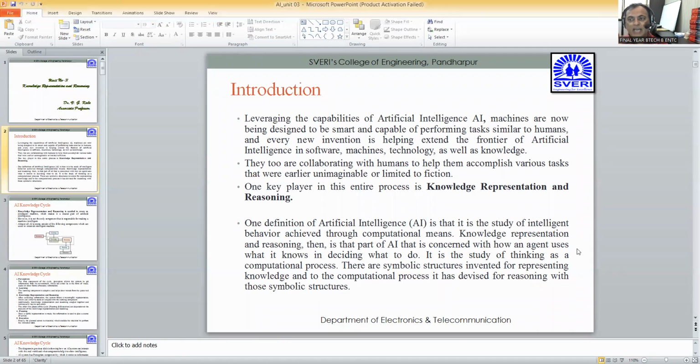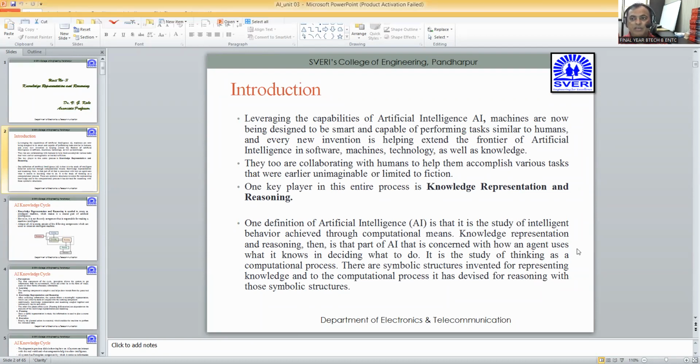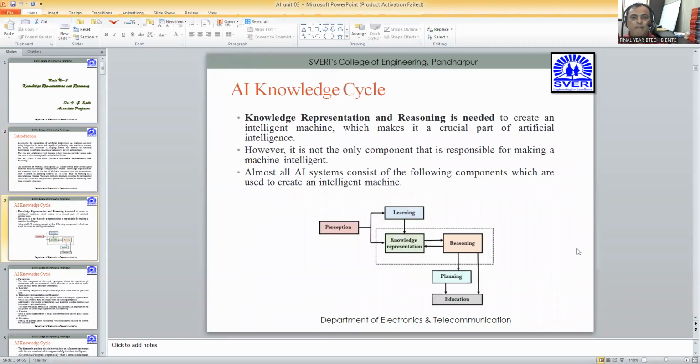So this slide, its summary I have told you: knowledge, representation and reasoning can be represented through symbolic structures, and computational processing is one of the things where thinking comes into the picture. So computational process, computer, and human thinking are both the same. Now let us understand the AI knowledge cycle.